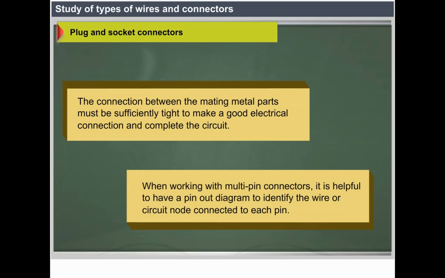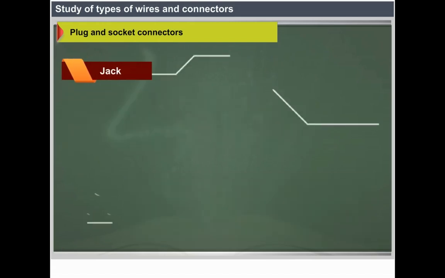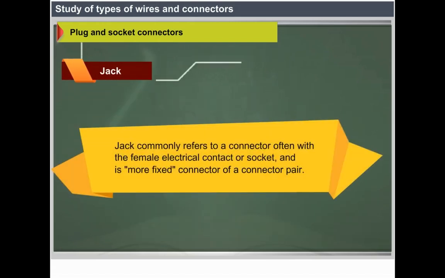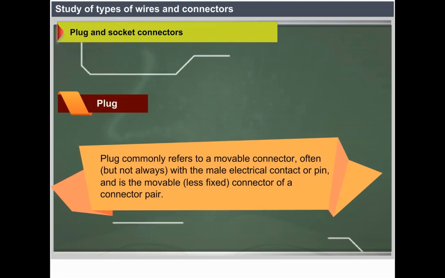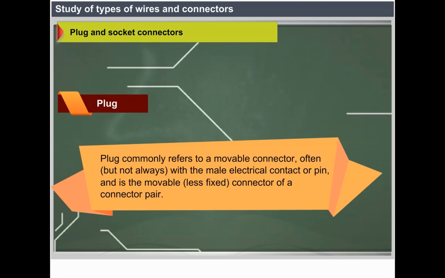When working with multi-pin connectors, it is helpful to have a pin-out diagram to identify the wire or circuit node connected to each pin. Jack. Jack commonly refers to a connector, often with a female electric contact or socket, and is the more fixed connector of a connector pair. Plug. Plug commonly refers to a movable connector, often but not always with a male electrical contact or pin, and is the movable, less fixed connector of a connector pair.